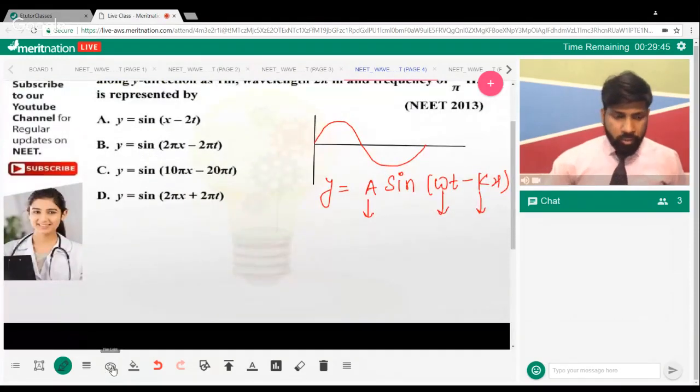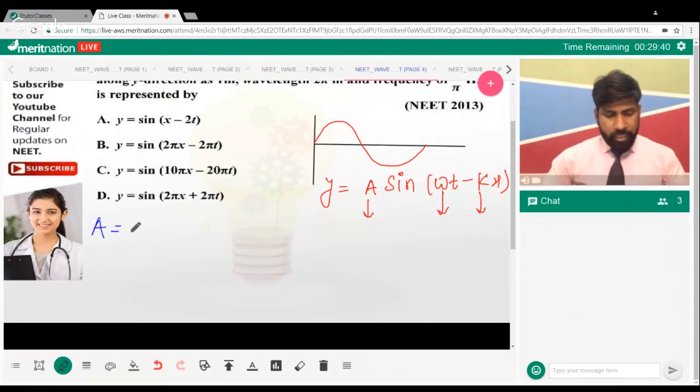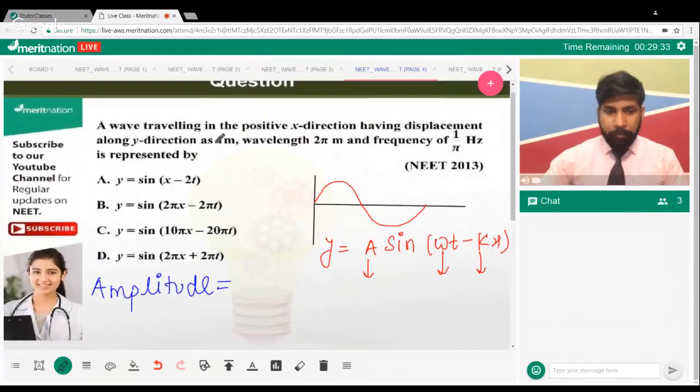Students, if we talk about a here, a is what? Maximum displacement. A is the amplitude, and in this question you can see the amplitude is given as 1 meter. That is the displacement along the y direction, 1 meter. So simply we can write amplitude 1. So here a is equal to 1 meter, we got the value of a.